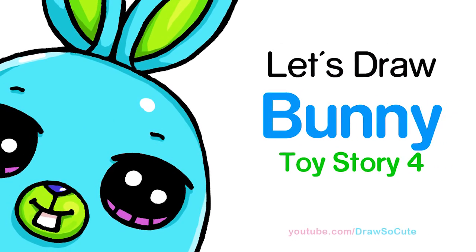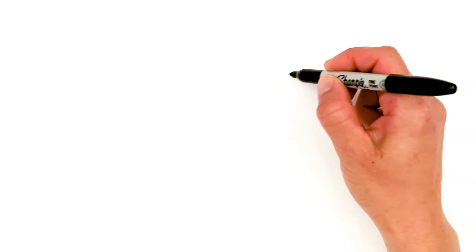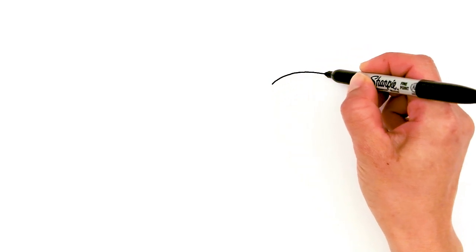Today we're going to draw Bunny from Toy Story 4. So let's get started. To draw Bunny, we're going to first start by drawing his head. So we're going to come right here and draw a big curve for the top of his head. I'm just aiming to draw kind of like a round dumpling shape.